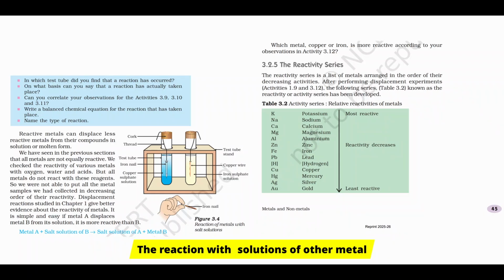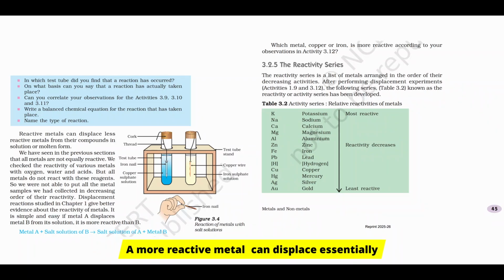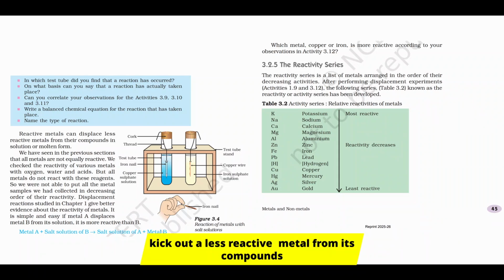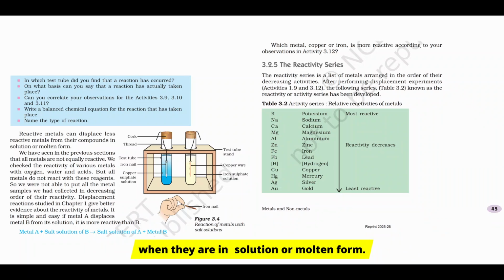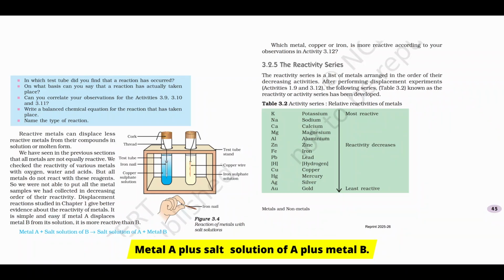The reaction with solutions of other metal salts, commonly known as displacement reactions, is based on a very clear and fundamental principle. A more reactive metal can displace, essentially kick out, a less reactive metal from its compounds when they are in solution or molten form. More reactive pushes out less reactive. Makes sense. The general equation for such a reaction is beautifully simple. Metal A plus salt solution of B gives salt solution of A plus metal B.